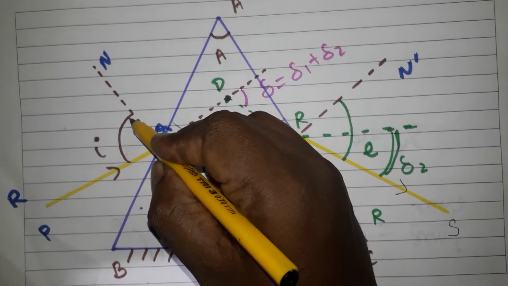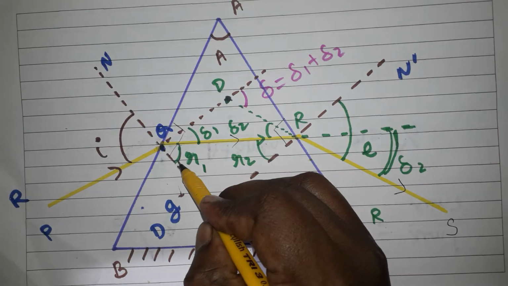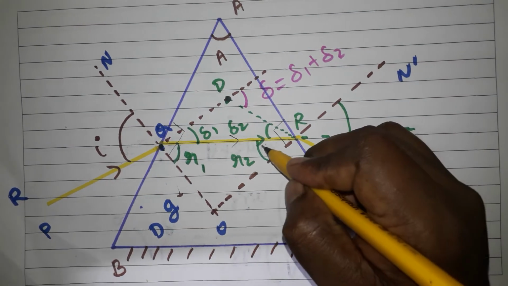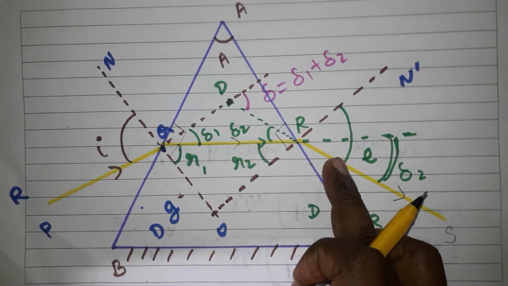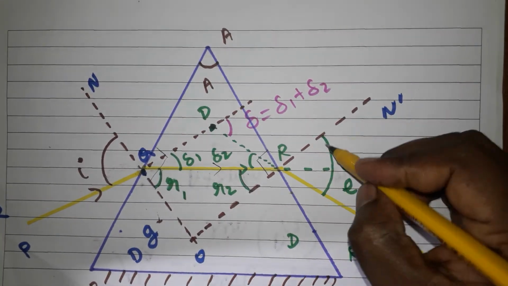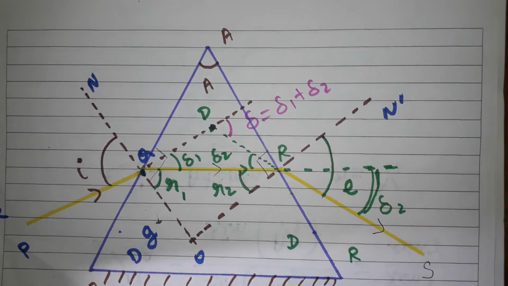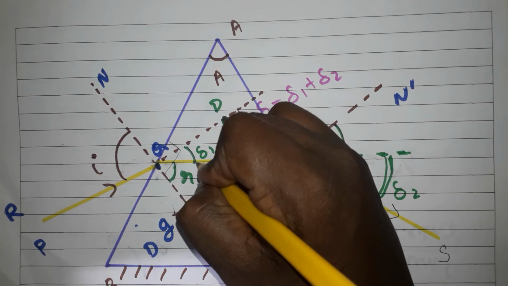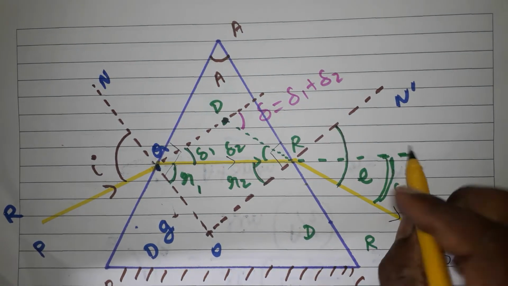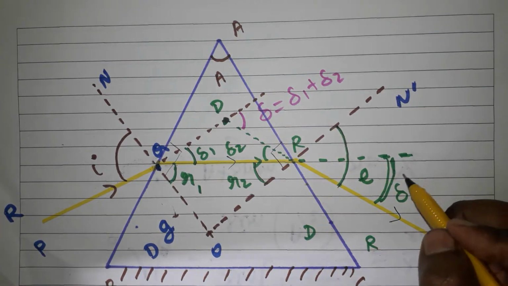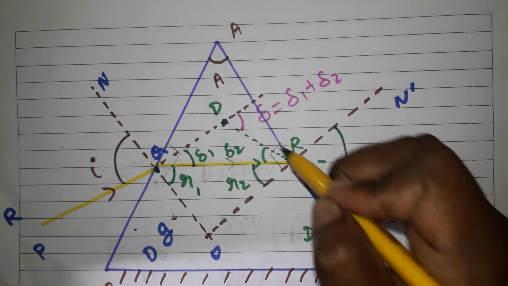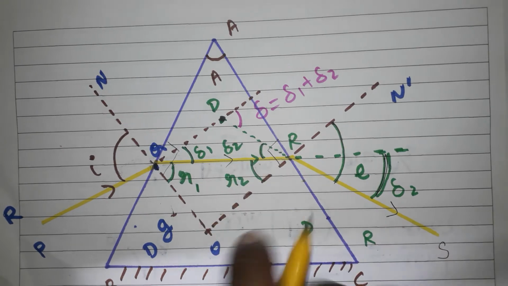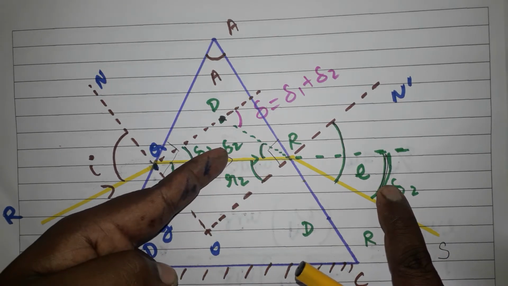Angle I is called the incident angle, R1 is called the refracted angle. Always measured from the normal only, incident and refracted you should write. R2 is the refracted angle on the other side. And E is the emergent angle. The first light path getting deviated this much is going to be deviation 1. The second light path is deviated this much, from here to here, that's deviation 2. This angle is equal to this angle, they are going to be the same.